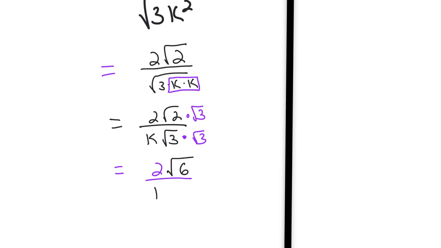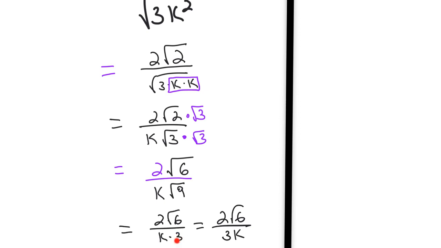On the bottom, I have the k. And I'm going to multiply the 2 radicals. 3 times 3 is 9, so I'm going to put the square root of 9. But hold on. What is the square root of 9? 3. So your answer is going to be 2 square root of 6 over k times 3, which equals 2 square root of 6 over 3k.